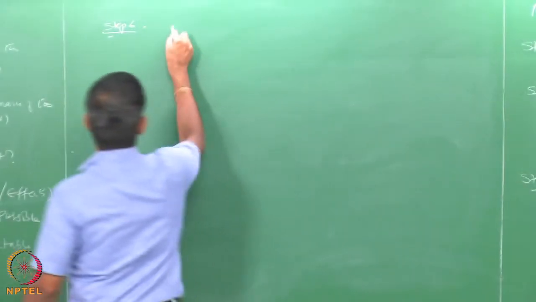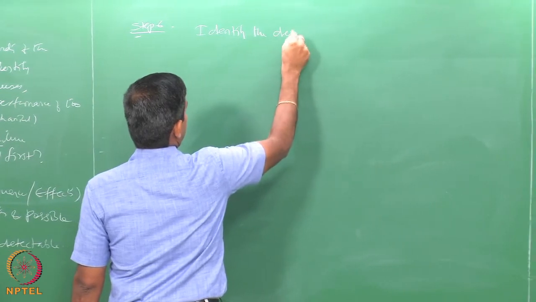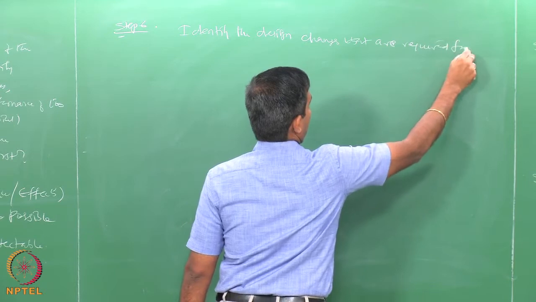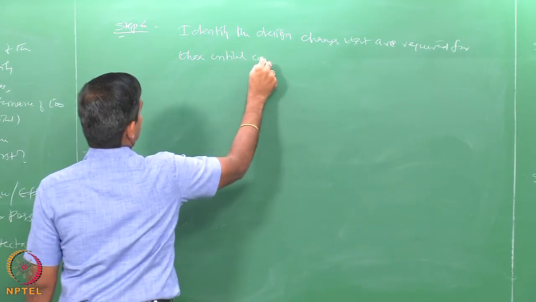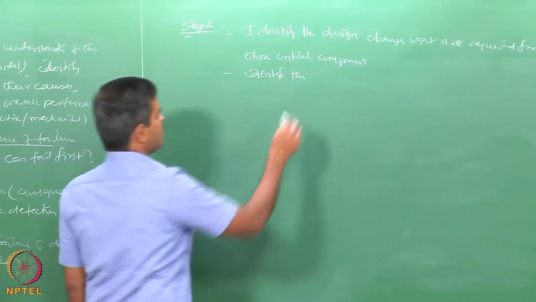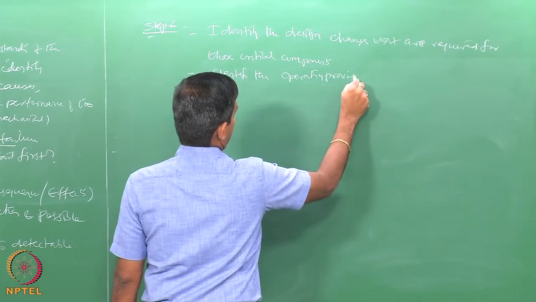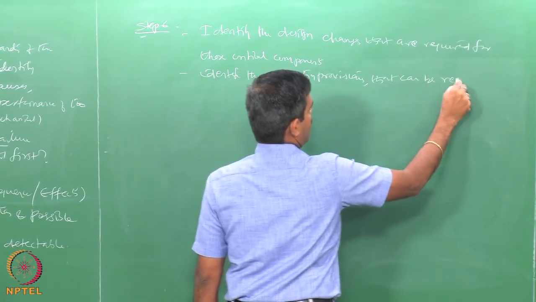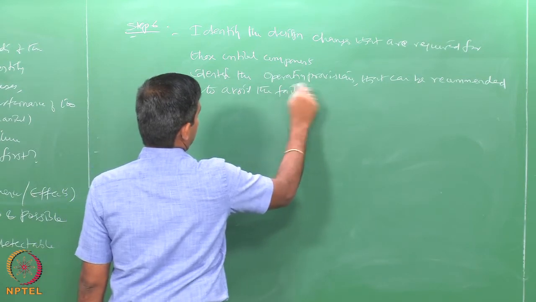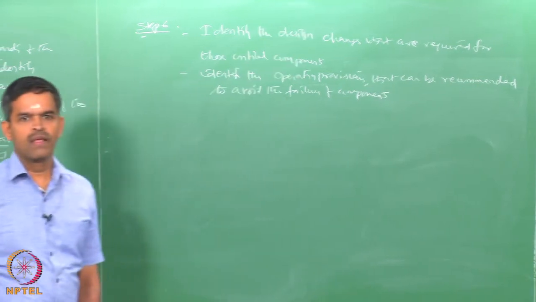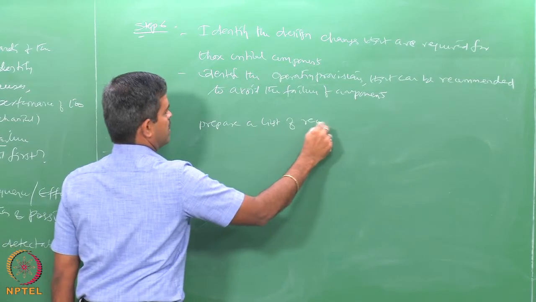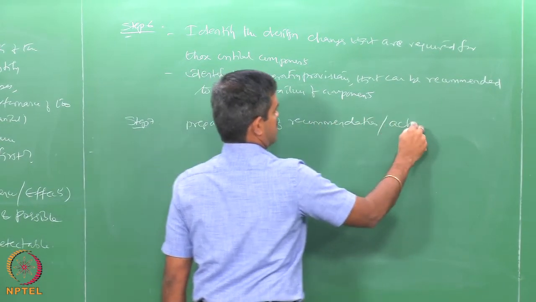In step number 6, identify the design changes that are required for those critical components. Also identify the operating provisions that can be recommended to avoid the failure of components. Based on this, in step number 7, prepare a list of recommendations or actions and summarize.